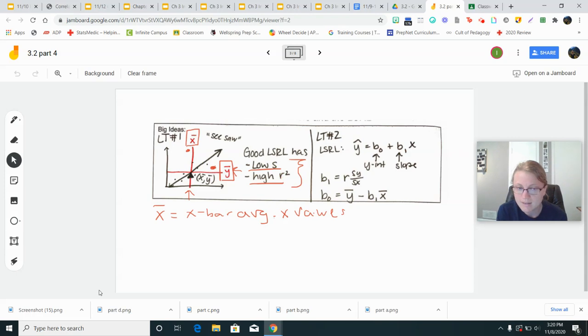So remember, S is like your average amount of error, like how far off you are every time. So we want that to be pretty low. We're hoping our line is close enough to our points, so our predictions are pretty on point.